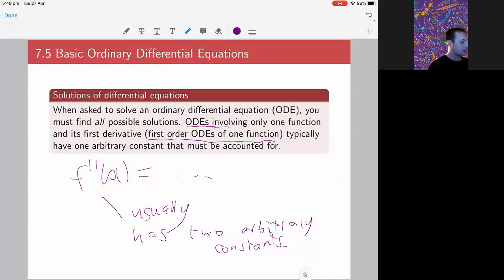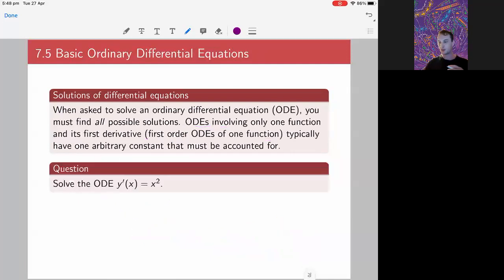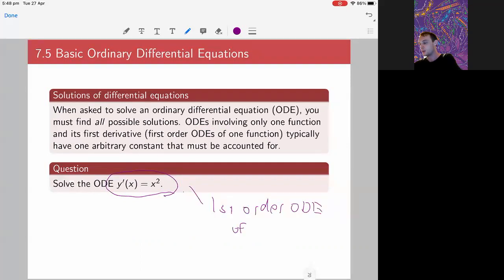Okay, I might just start this question here. This might be the last thing we do before we have a break for 10 minutes. Question: solve the ODE y prime of x equals x squared. So this is a first order ODE of one function. So that means we expect there to be one arbitrary constant flying around.